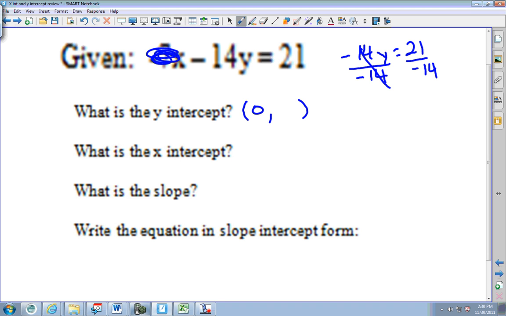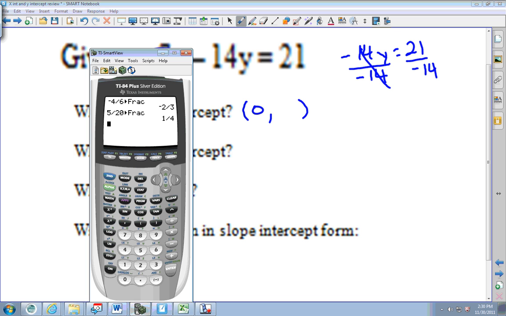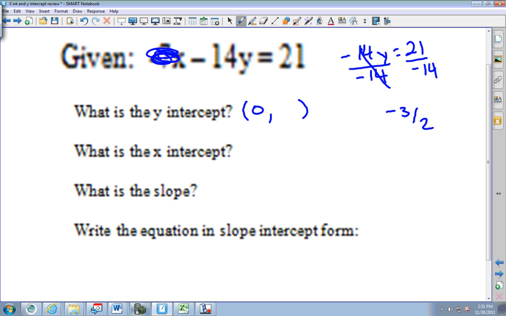Now, it might help me if I go in my calculator, put in 21 divided by negative 14, math, enter, enter. And it reduces it to negative 3/2. So y equals negative 3/2, which is actually y equals negative 1.5. So I can write it like that too, negative 1.5.